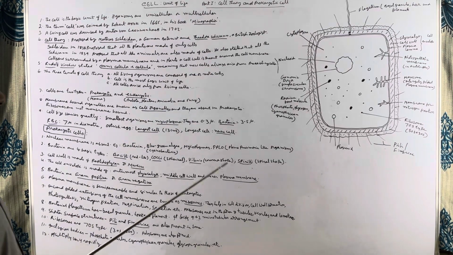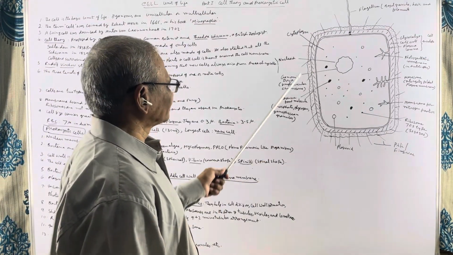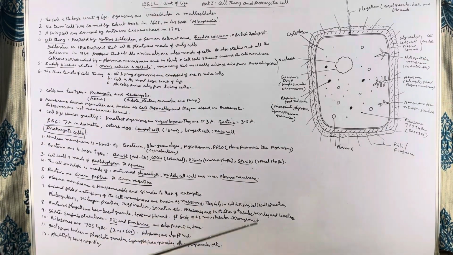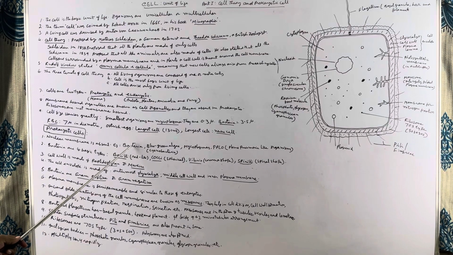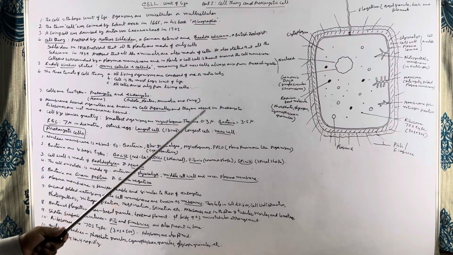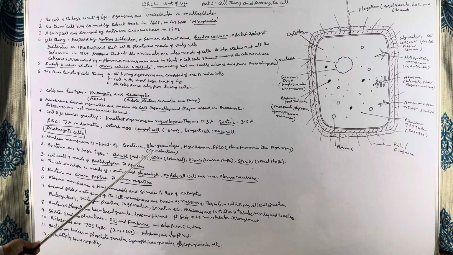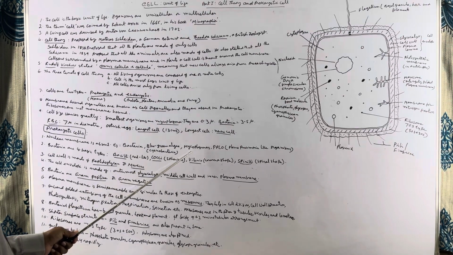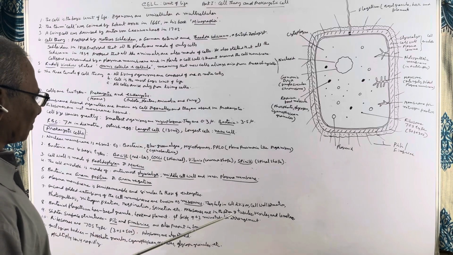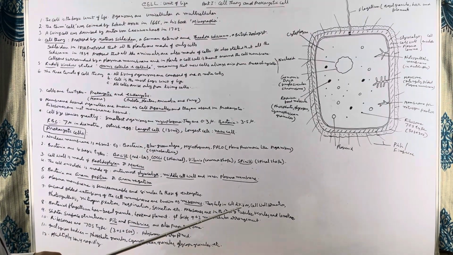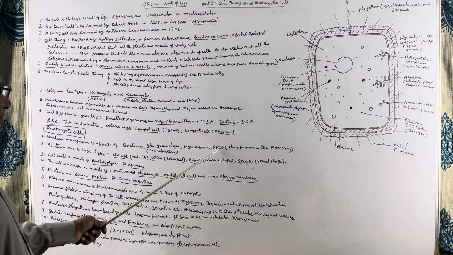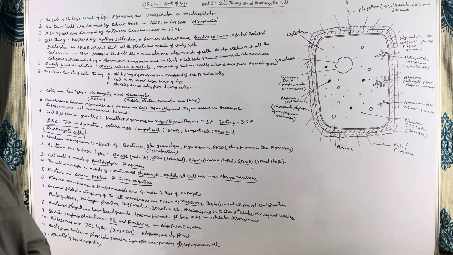Coming to the prokaryotic cell, I have drawn one prokaryotic cell here. I have told you prokaryotes have no nuclear membrane. Their DNA or chromosome is naked. Prokaryotes are bacteria, blue-green algae, mycoplasmas, PPLOs. PPLO means pleuro-pneumonia-like organisms. These mycoplasmas and PPLOs are parasites in human beings and other animals.